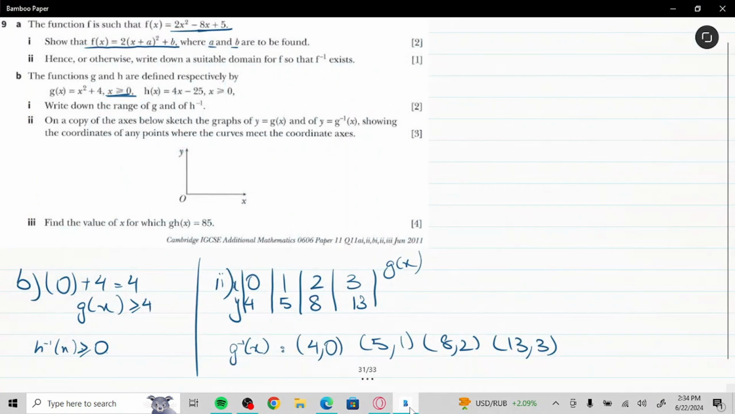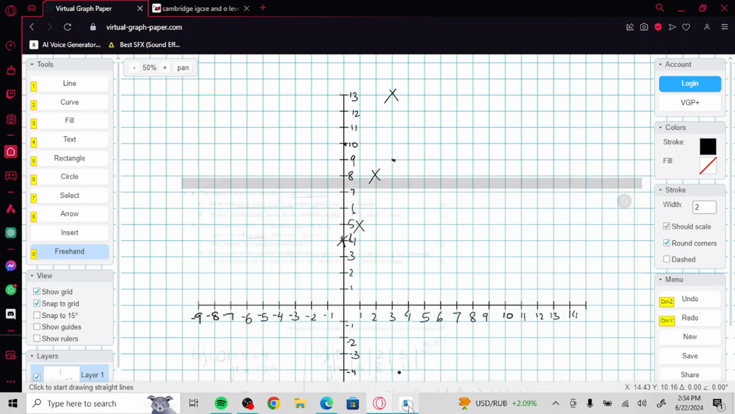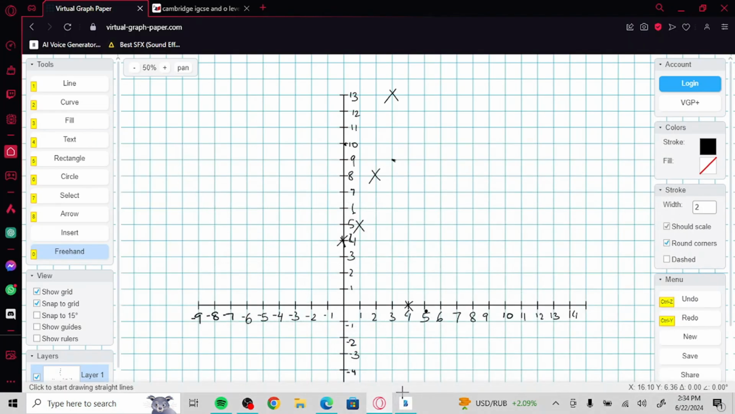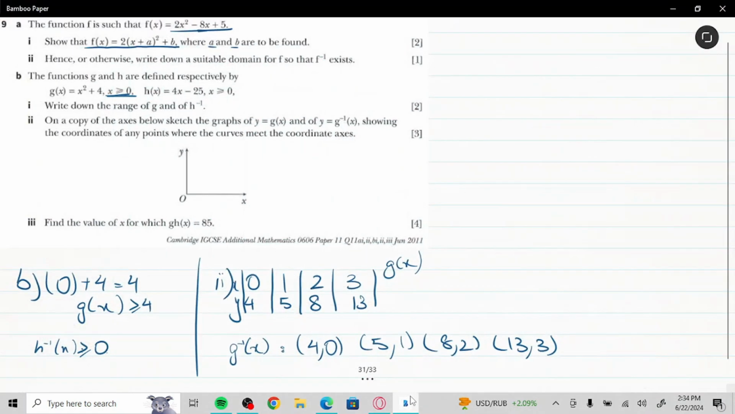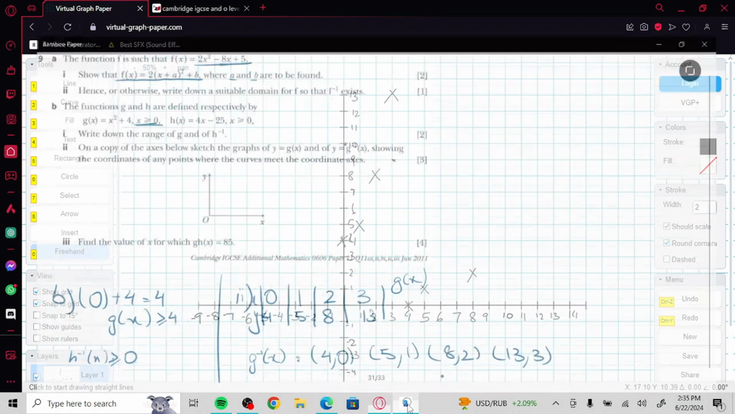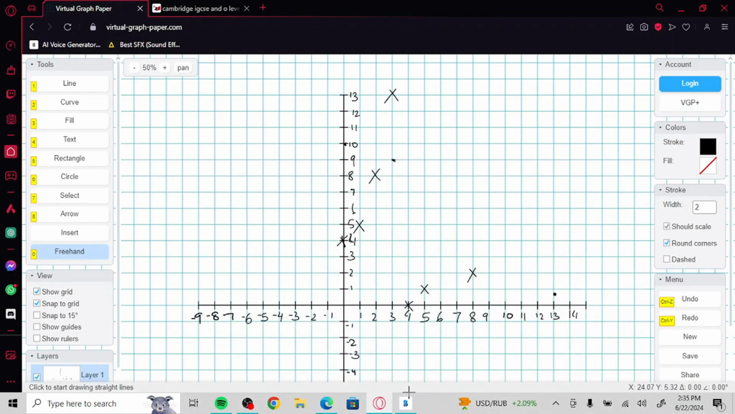For the second graph, the inverse of g, we plot the coordinates. When x equals 4, y is equal to 0, somewhere here. And when x is equal to 5, y is equal to 1. And when x equals 8, y is equal to 2. And when x is equal to 13, y is equal to 3.